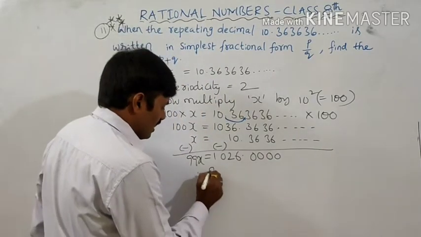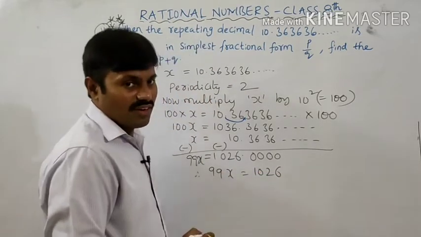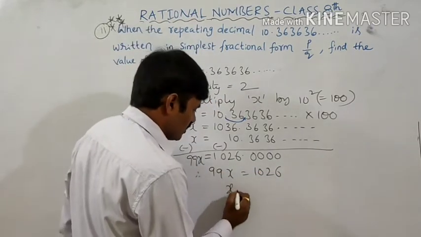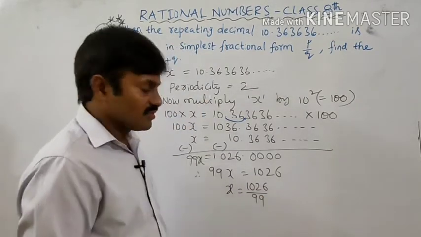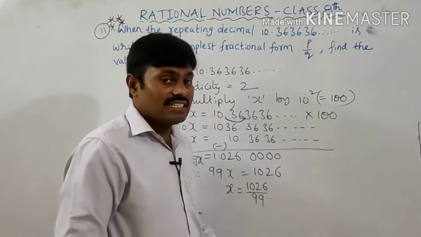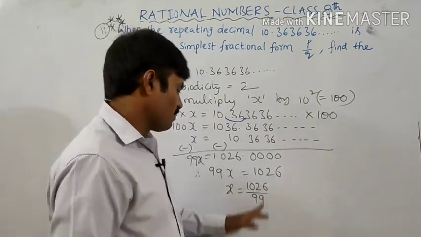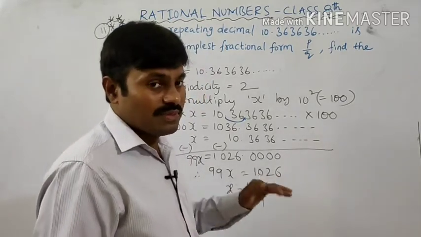Therefore 99x is equal to 1026. Then x is equal to 1026 by 99. Can we say it is in p by q form? Of course, but we should write it in simplest form, then only it is correct. Is it possible to write in simplest form? We have to check. So the final answer must be in simplest form.